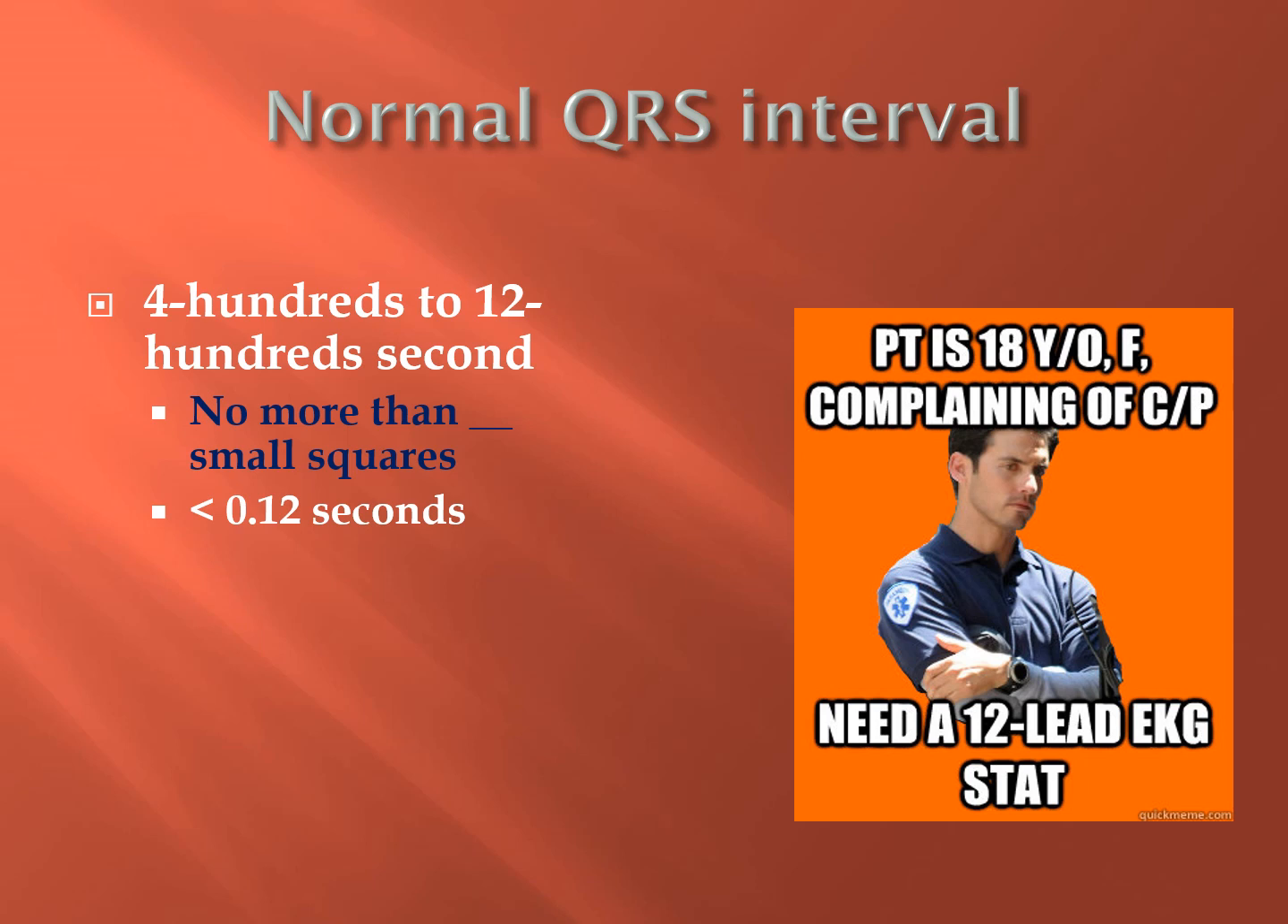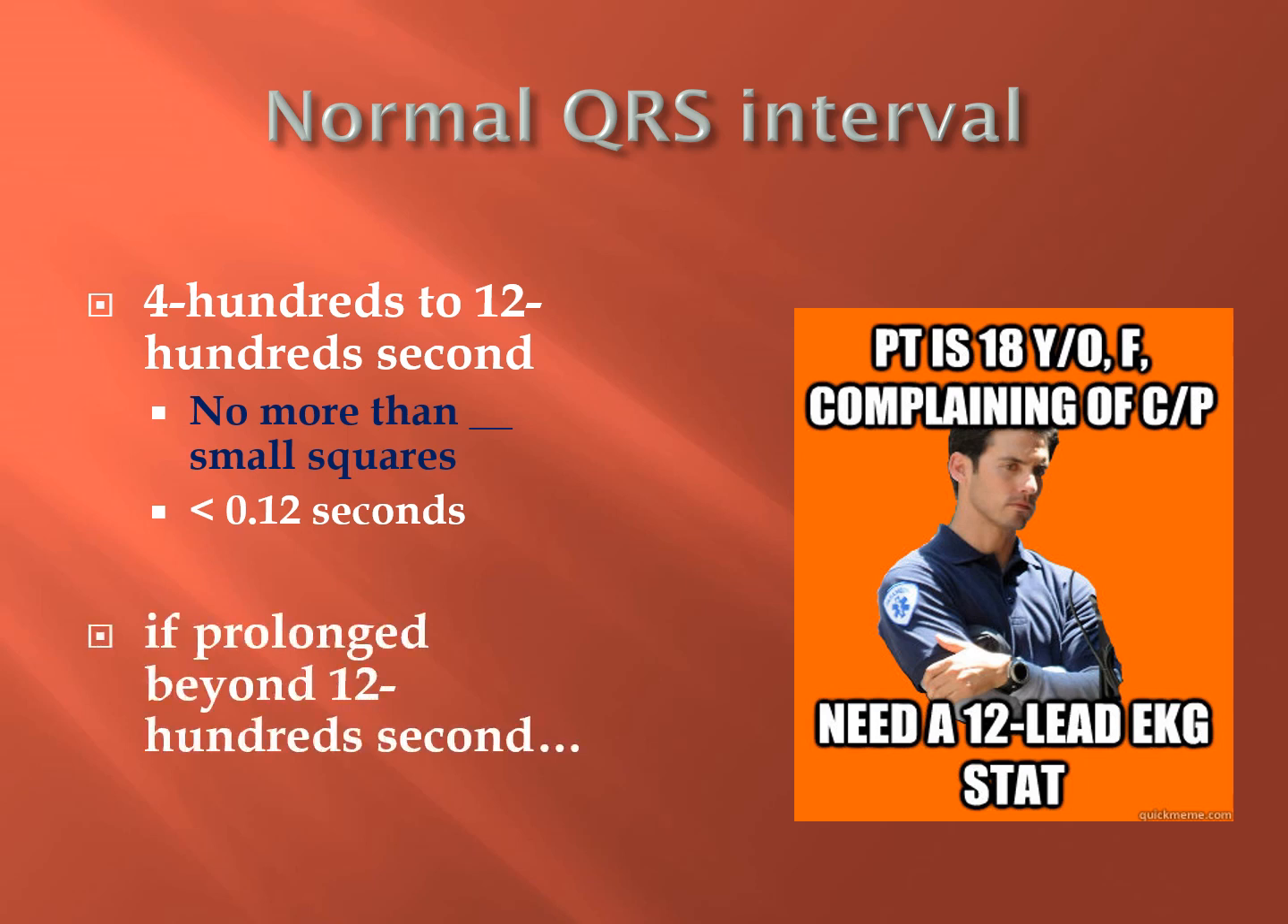If it's prolonged, which means it's a wide QRS complex, so this is beyond 12 hundredths of a second, the conduction through the ventricles is abnormal, which is bad because the QRS complex represents ventricular conduction, or hopefully contraction, is what we're ultimately trying to get through here. So if that conduction is abnormal, if it takes a long time, then that means the ventricles aren't working and you're about to be in a very serious situation with this patient.